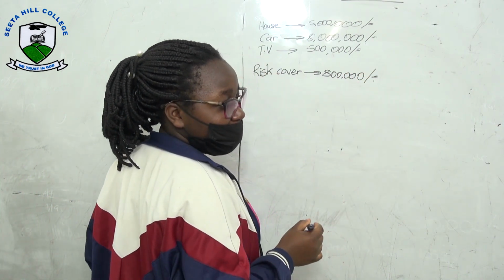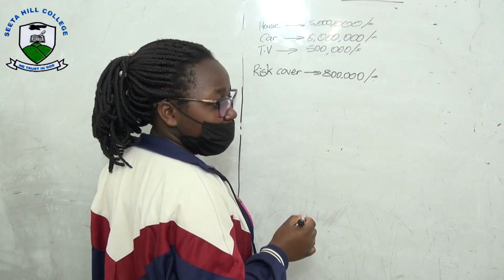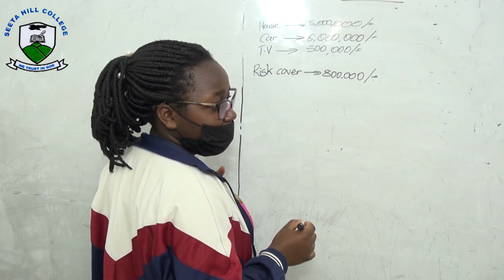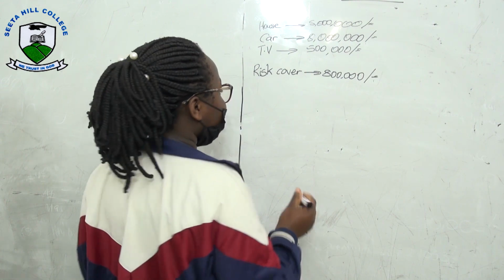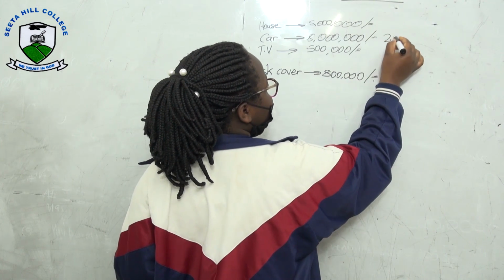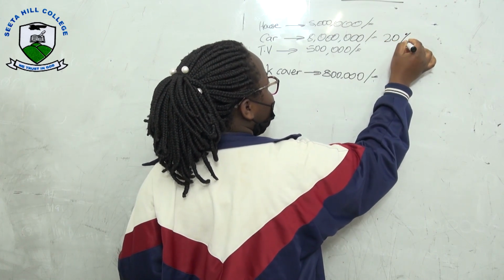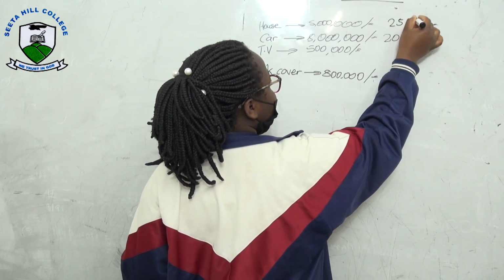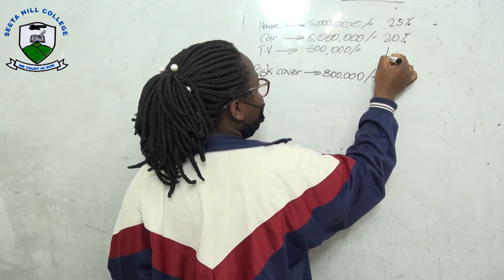The insurance company advises him to pay the annual premium at the following rates. What's the rate? 20% for the car, 25% for the house, 15% for the other assets.